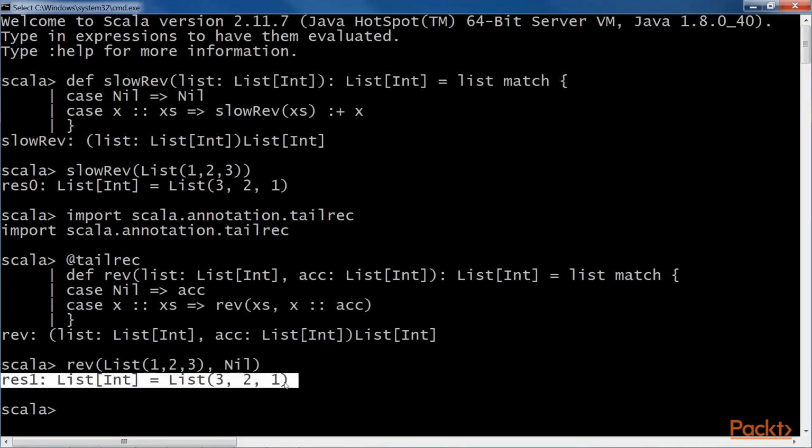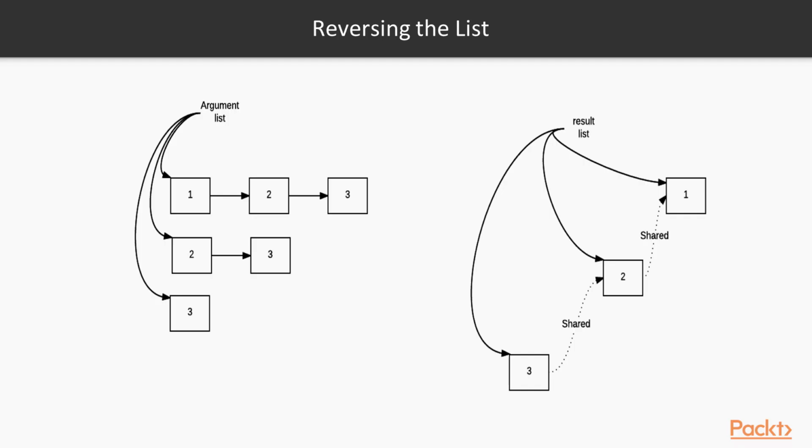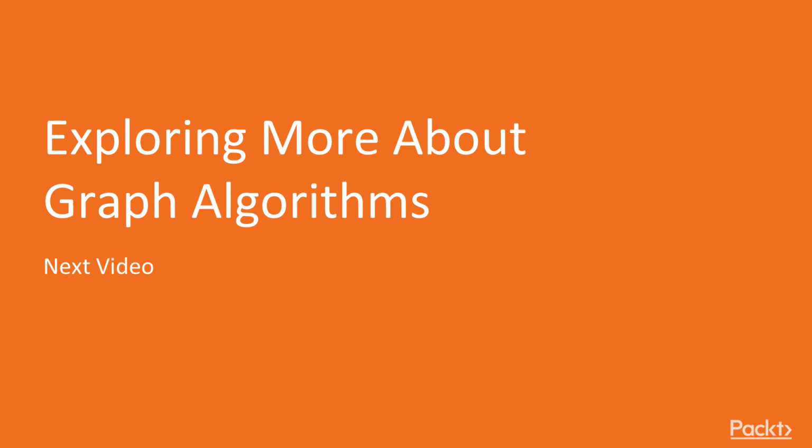Instead of copying nodes, we share them among multiple versions of the list. Here's the diagram which shows this algorithm in action. Maximizing sharing and minimizing copying are fundamental techniques when we design list-based functional algorithms. I'm sure now it must be clear to you what you should focus on while designing such algorithms. In this video, we've learned different approaches to reverse a list. In the next video, we'll look at some more list-based algorithms and see these techniques in action.